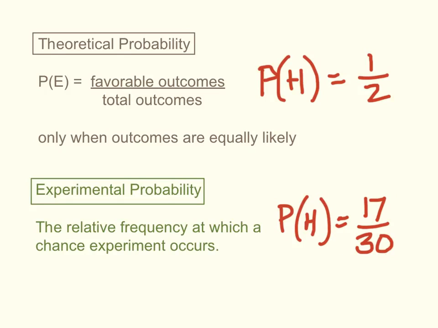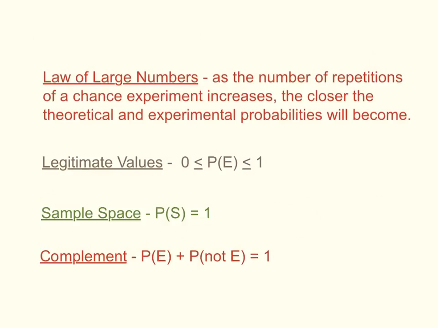Well, that goes to the next concept, and that is the law of large numbers. As the number of repetitions of a chance experiment increases, the closer the theoretical and the experimental probabilities will become. So if I tossed it 300 times instead of 30 times, I would probably get an answer much closer to 1/2 than 17 over 30. So the more times we flip the coin, the more likely we are to get our theoretical outcome, which is 1/2.